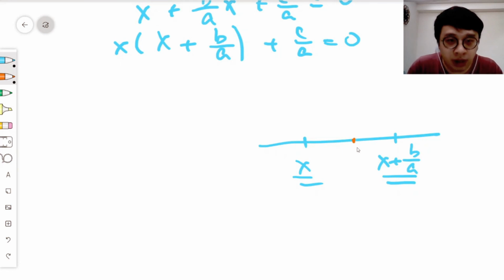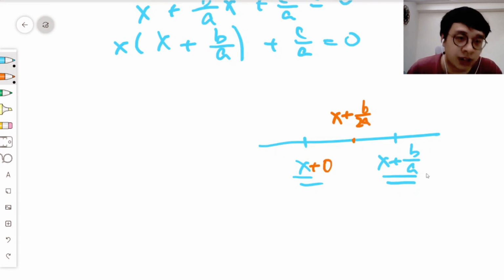The midpoint, the midway point is x plus something. What is the something? It is b over 2a. Okay, you can see that this is x plus 0, and this is x plus b over a. So midway through, this is this number divided by 2, so it is b over 2a. How about the halfway distance? The halfway distance is the same as the b over 2a, so it's b over 2a again.